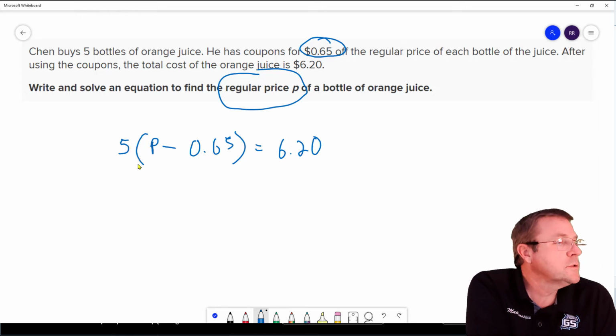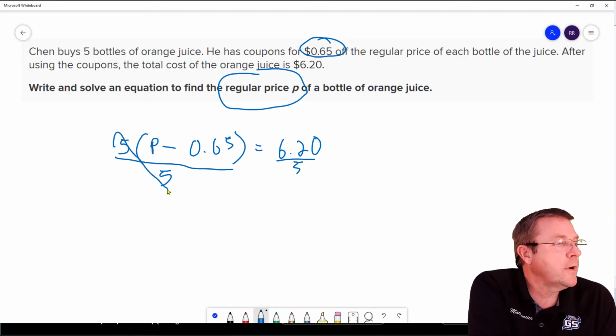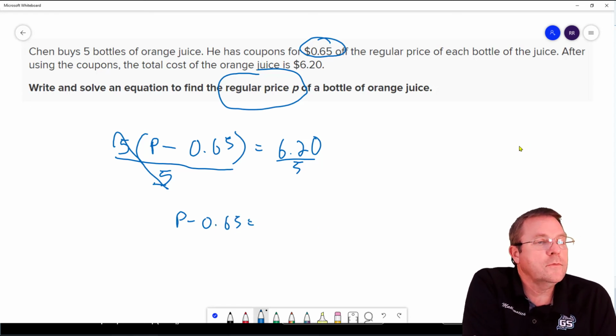We're going to undo multiplication and division here by dividing the 5 on both sides. 5 divided by 5 is 1. 1 times P minus 65 cents is going to stay there. And on this side, we're going to have 6.20 divided by 5.